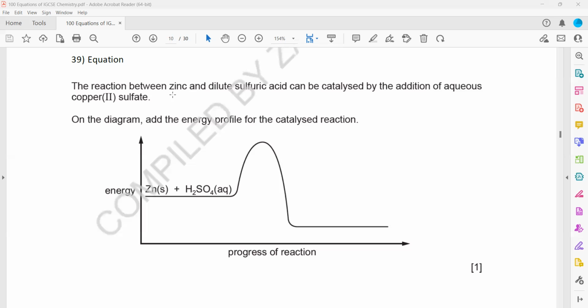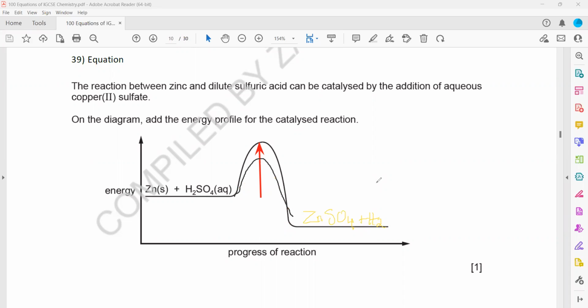The reaction between zinc and dilute sulfuric acid can be catalyzed by addition of aqueous copper 2 sulfate. On a diagram, add the energy profile for a catalyzed reaction. So if we use a catalyst, what is the effect of the catalyst? A catalyst lowers the activation energy. If this was the activation energy without a catalyst, and we carry out the same reaction with a catalyst, it should be below. Compared to the first line, it should always be below, which shows that the substance is a catalyst. It lowers the activation energy.